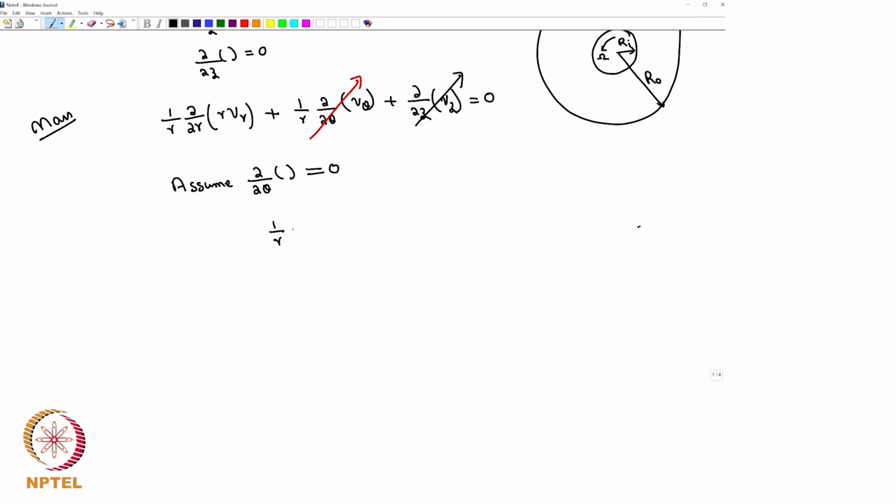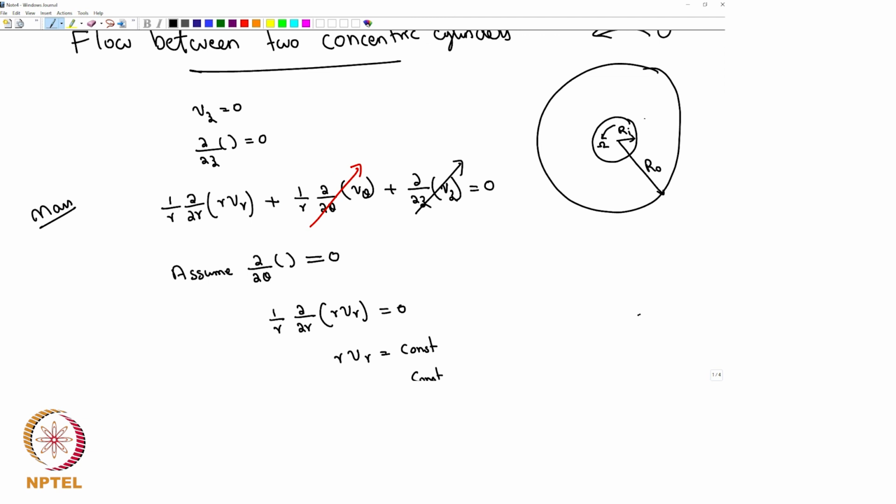So, therefore, I can cancel out the second term, and that only leaves us with the first term, 1 over r del by del r of r V r is equal to 0. If you integrate it, you get r V r is a constant, or V r is equal to a constant divided by r. Now, in order to evaluate this constant, we need to have some physical insight.